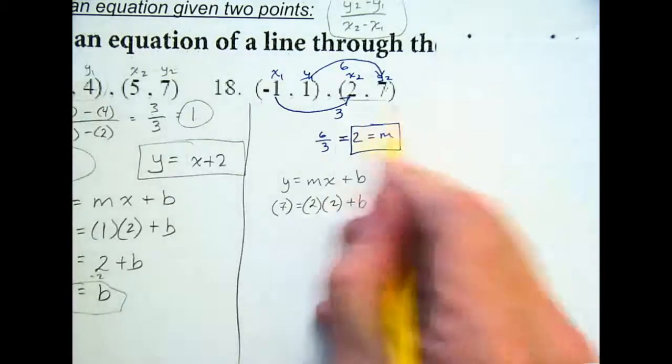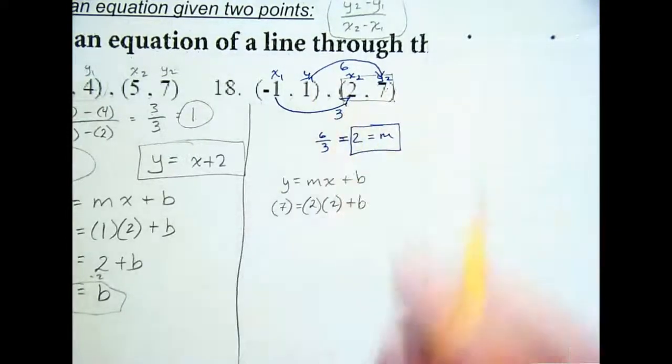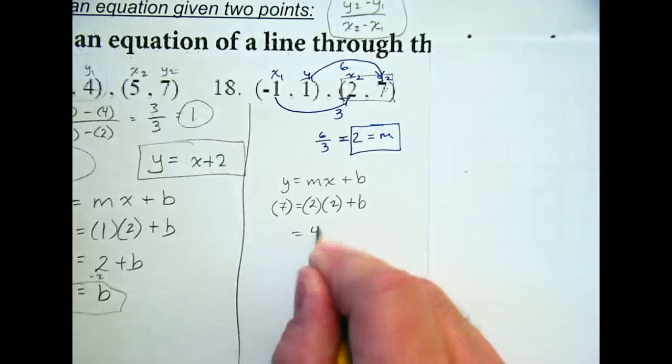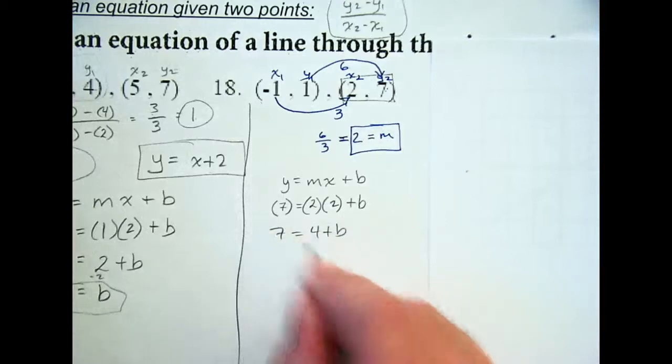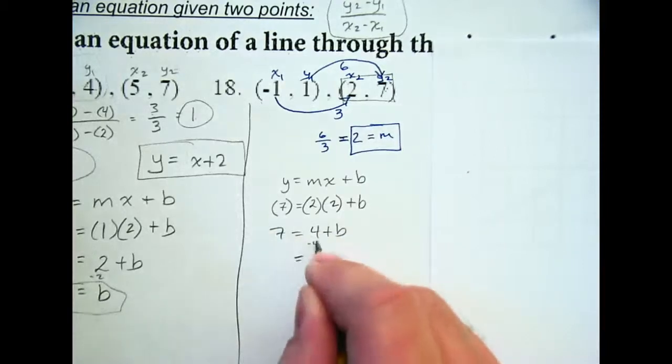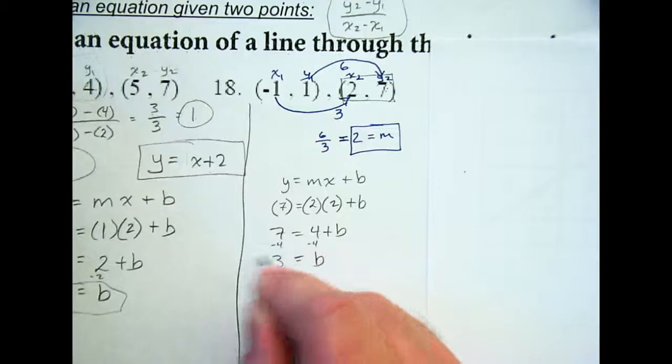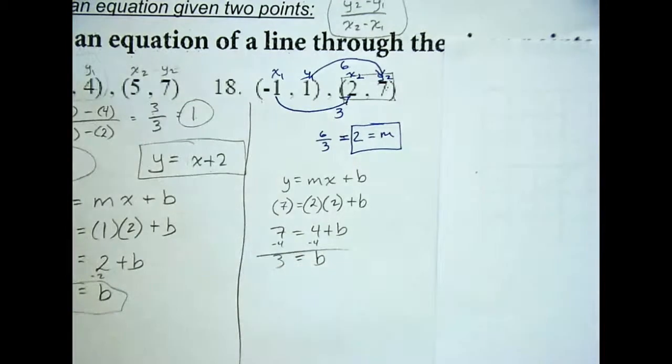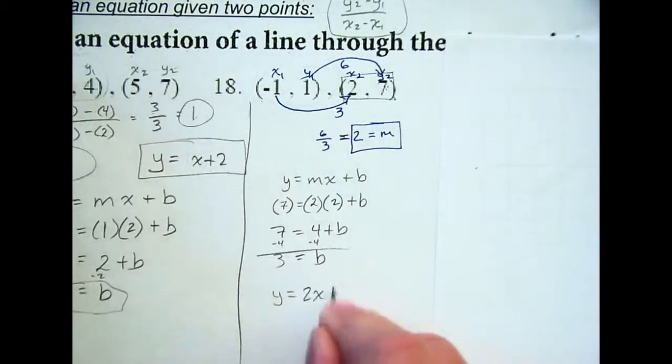Now I used this point for my x and y. I know some of you are using this one. It should work out the same no matter what. So b equals, when you got b equals 3. Cool. Okay. So y equals 2x plus 3.